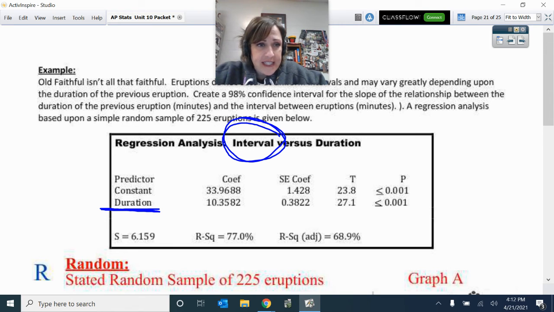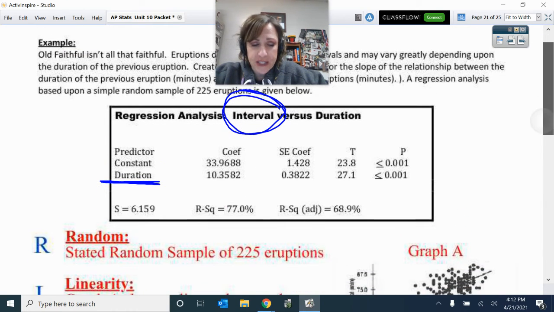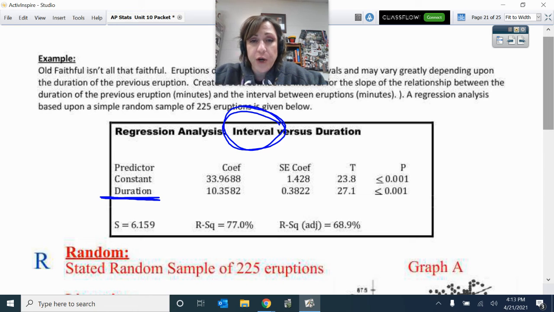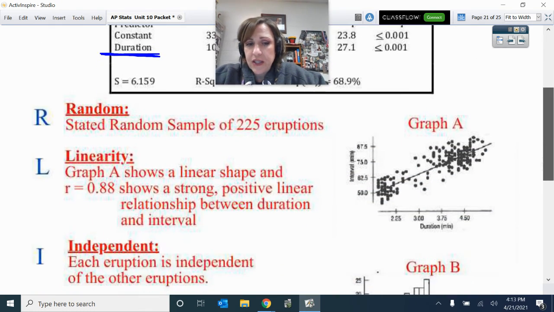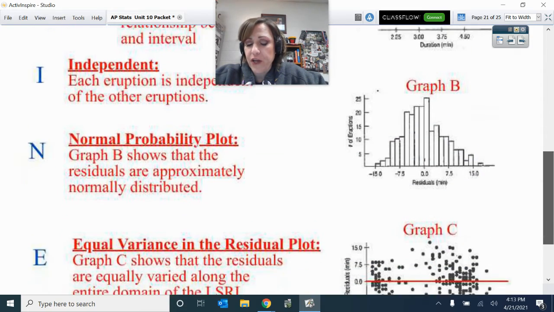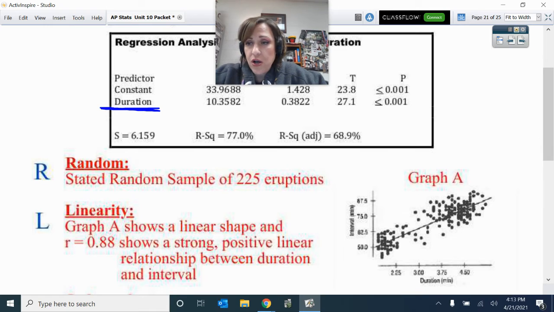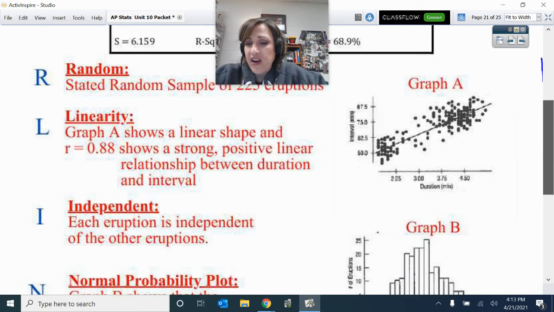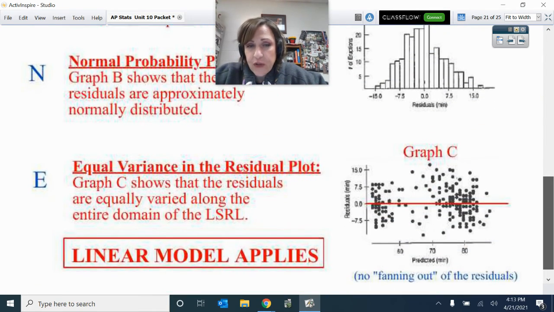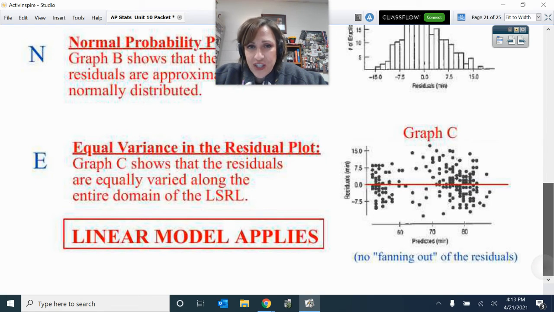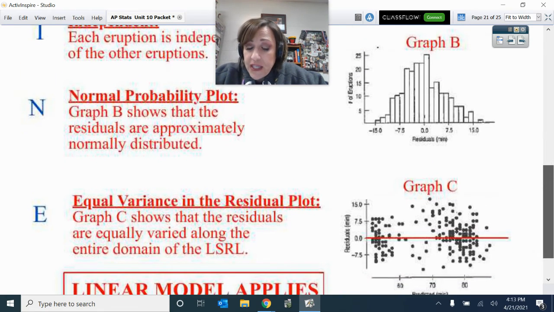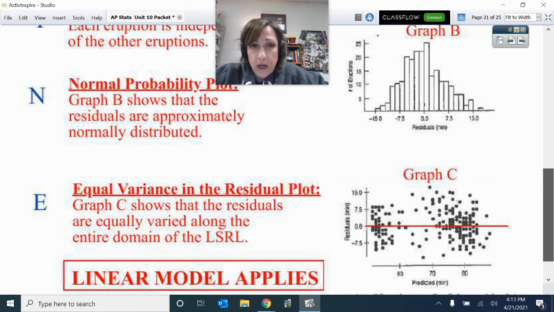A regression analysis is based on a simple random sample of 225 eruptions. So let's take a look at this. We're going to do our line for our assumptions. I took a look at the graphs on the right-hand side. I'm first going to label those graph A, graph B, and graph C. Those will inevitably be given to you, but you do need to know which one is demonstrating what.